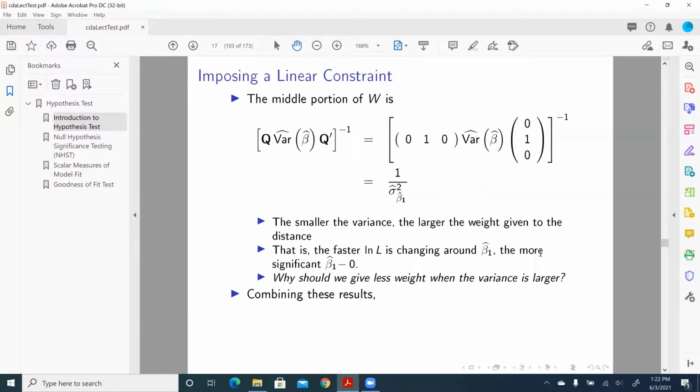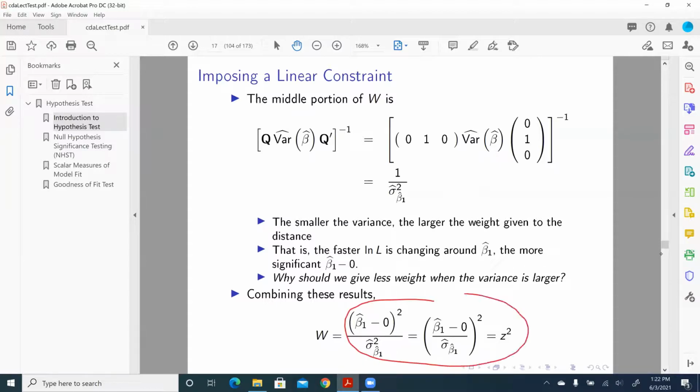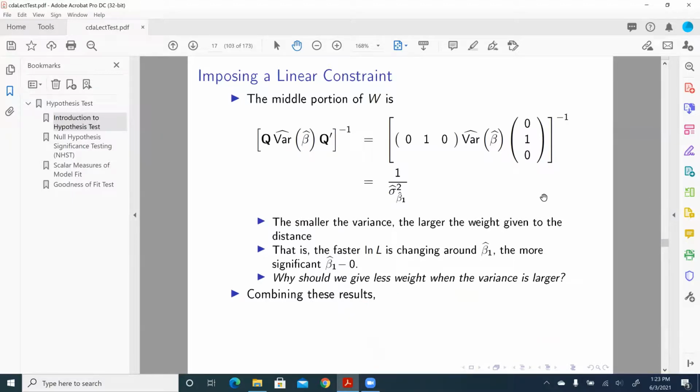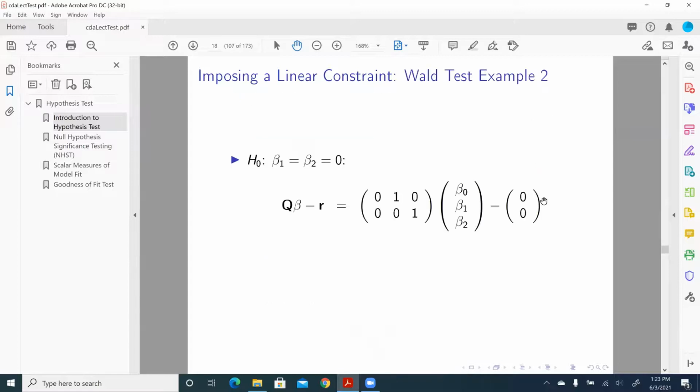So here's a question for you to think about. Why should we give less weight when the variance is larger? And combining these results, actually, we can get this. So the Wald statistic should be almost equivalent to z squared, this statistic. And you will see that in our lab guides.